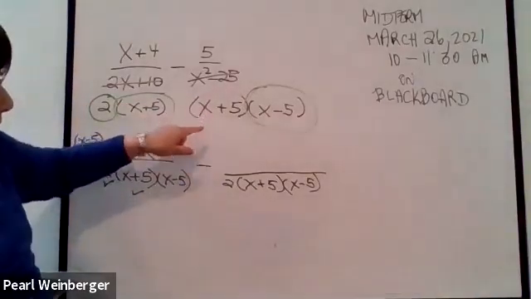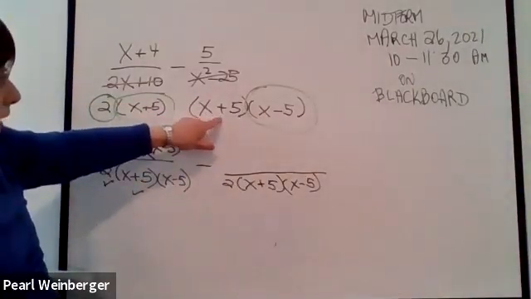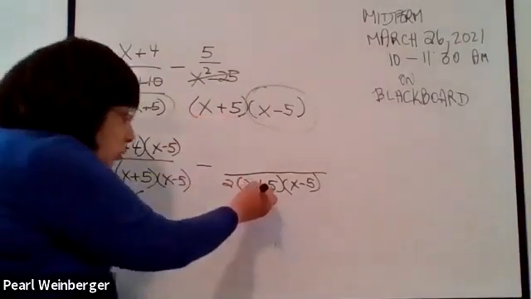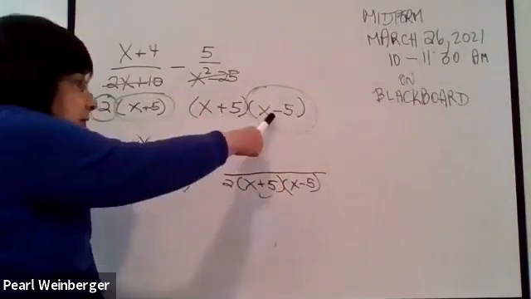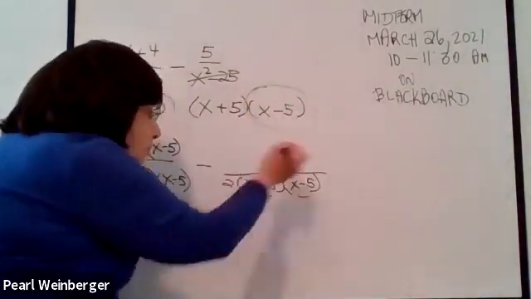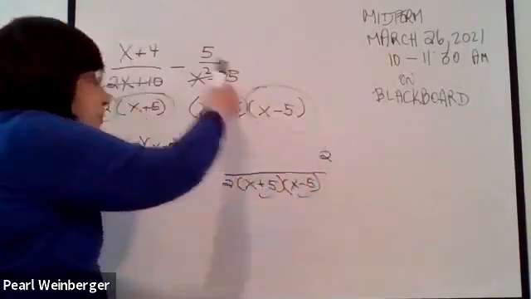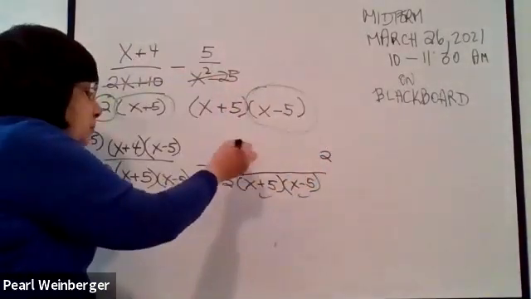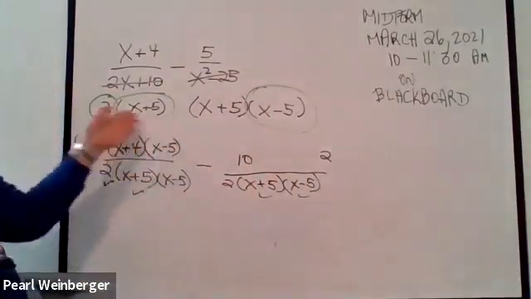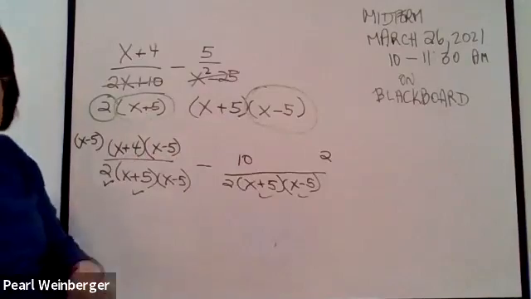In the second fraction, let's see, I have an x plus 5 here, check off that x plus 5. I have an x minus 5, check it off. What don't I have? The 2. I'm going to have to multiply this 5 times 2. Well, that's easy. I can just write it as 10. This was not so easy, so I wrote it out.